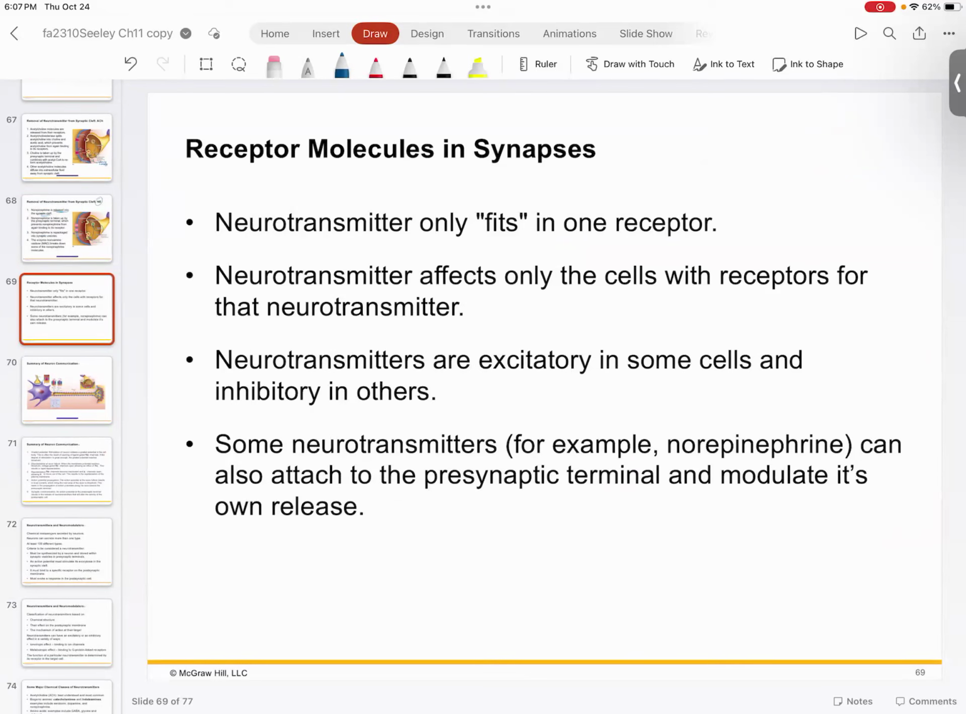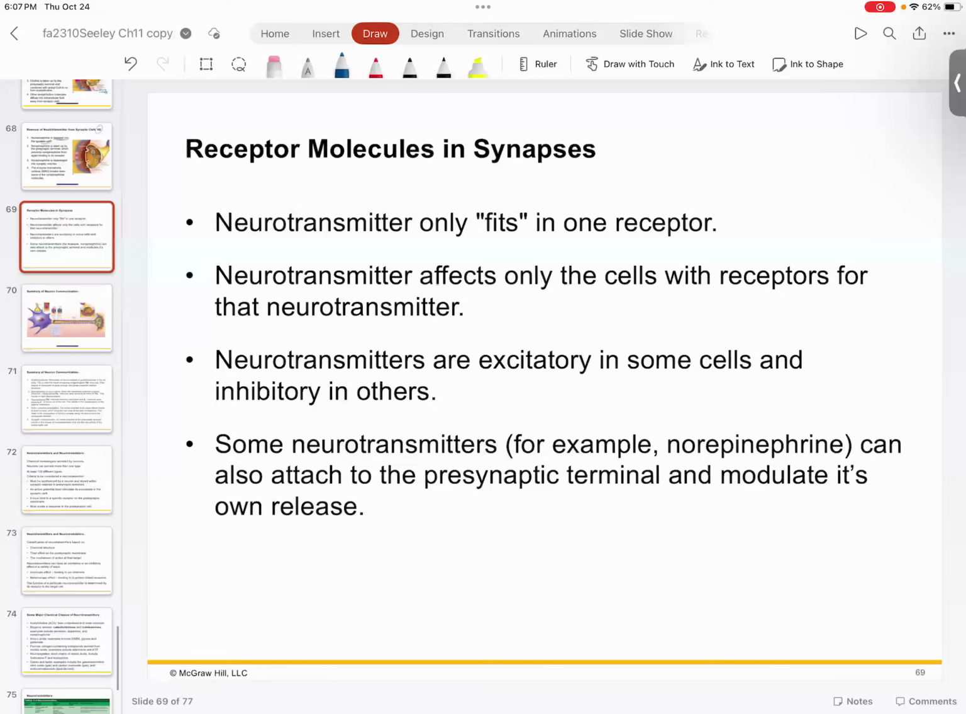So let's take a look. So those are neurotransmitters in the chemical situation. But now let's go ahead and take a look at some of the receptors, right? The important thing to remember about the receptors is that they are specific, right? So basically, your neurotransmitter will fit only in one receptor. So these guys are specific for their neurotransmitter. And so if you don't have a receptor, your neurotransmitter will have no effect on you.